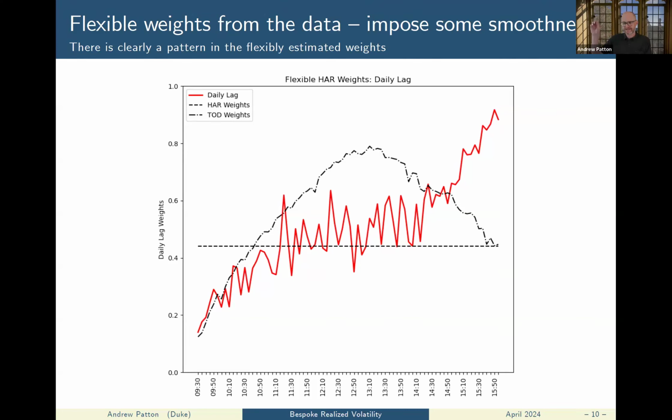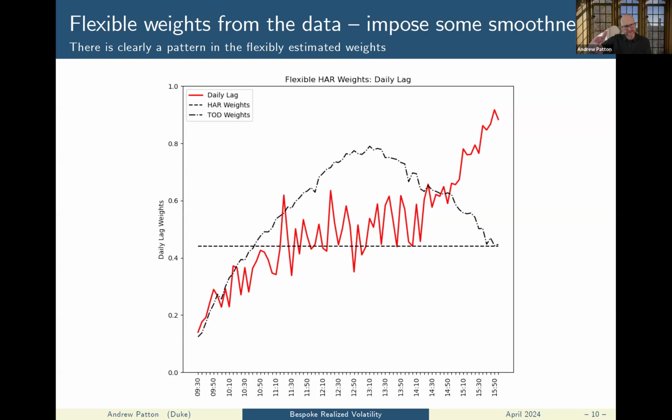So every realized variance has the same weight. And it's multiplied by that parameter beta D, which turns out to be about 0.45 or something. So the implicit weights across the day for the standard Haar is this horizontal line here. The red line is what we get if we estimate the weights using one of the methods I'll talk about later. You can sort of see there's a pattern in this red line.